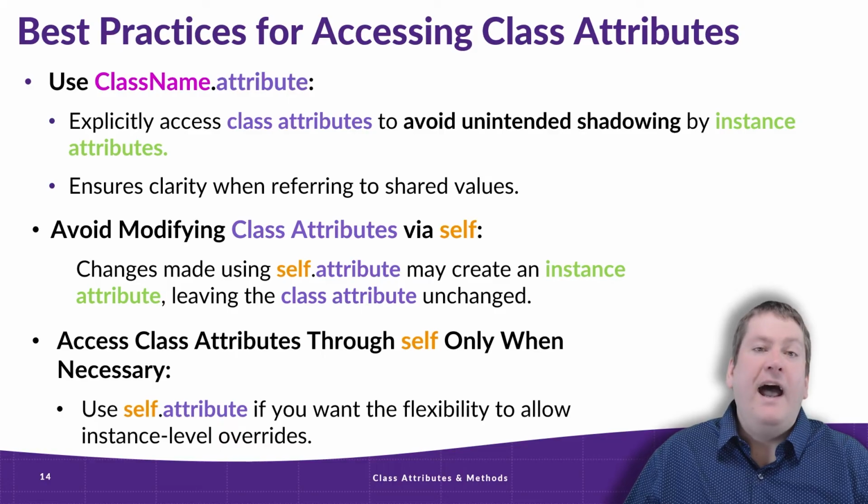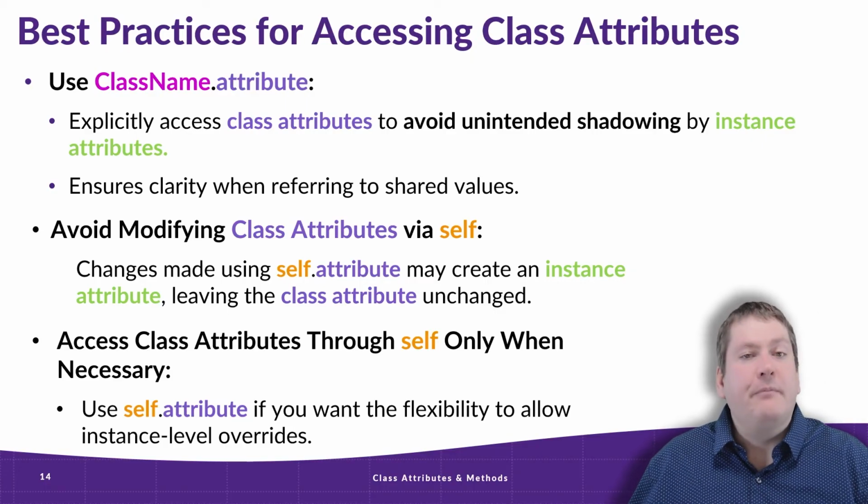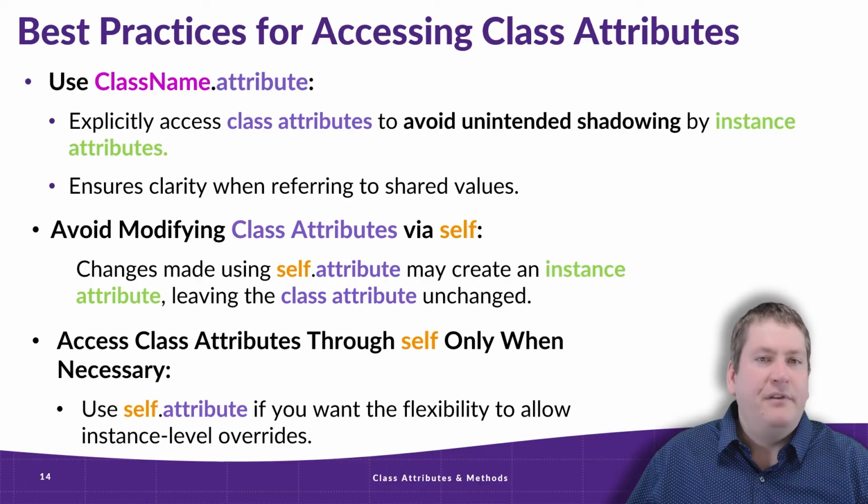And lastly, access class attributes through the self keyword, that self parameter, only when necessary. So if you are able to use that class name notation, use that. Use self.attribute only if you want that flexibility that we saw by having sort of a default value and then being able to override that value. So the only time we should really be accessing class attributes like that is when we want that ability to override or default a value.